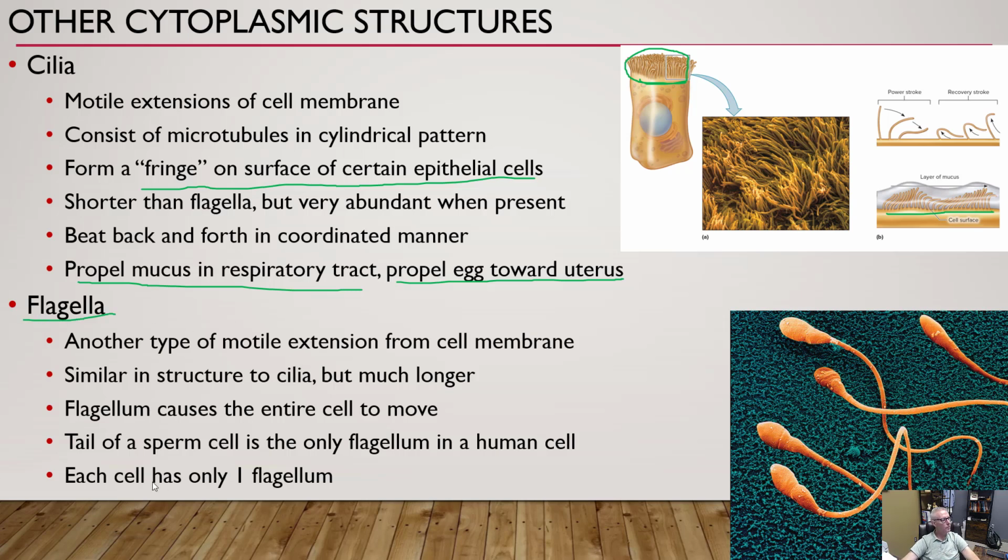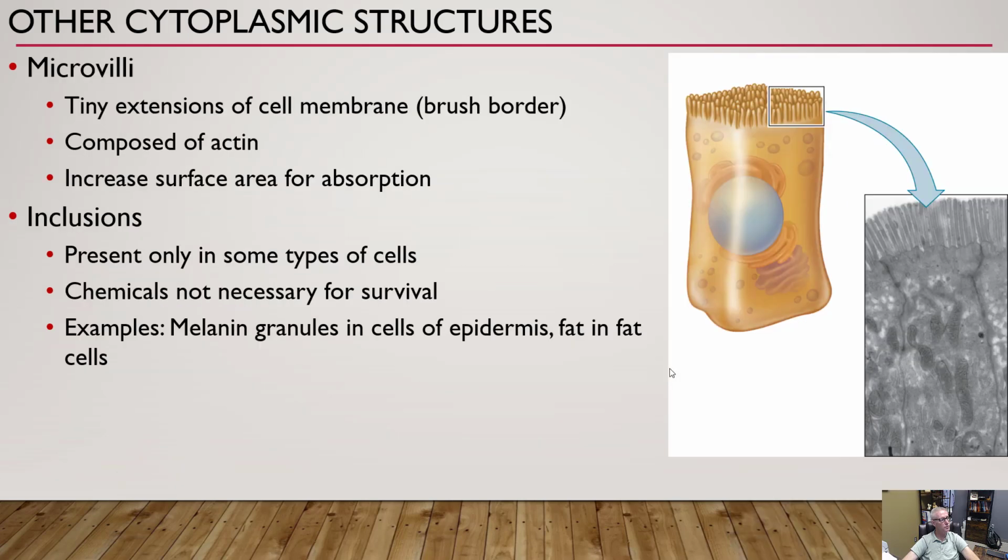Flagella. Really, we'll see this in sperm cells. That's what makes sperm cells swim or move. So the sperm cells really only have one flagellum. Flagellum is singular, flagella is plural. We also have microvilli. Microvilli are also composed of actin. We also call that the brush border. This is what we see in the digestive system.